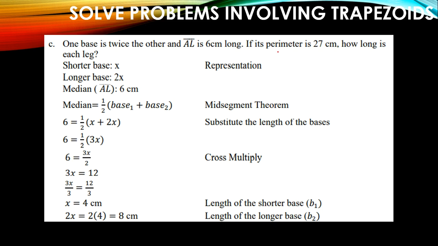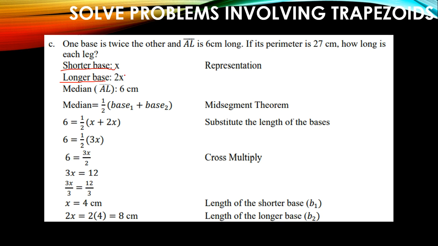If its perimeter is 27 centimeters, how long is each leg? So the legs of the isosceles trapezoid are what we are looking for, no? One base is twice the other base, no? So let us assume that the shorter base is x. Then the longer base is represented by 2x.